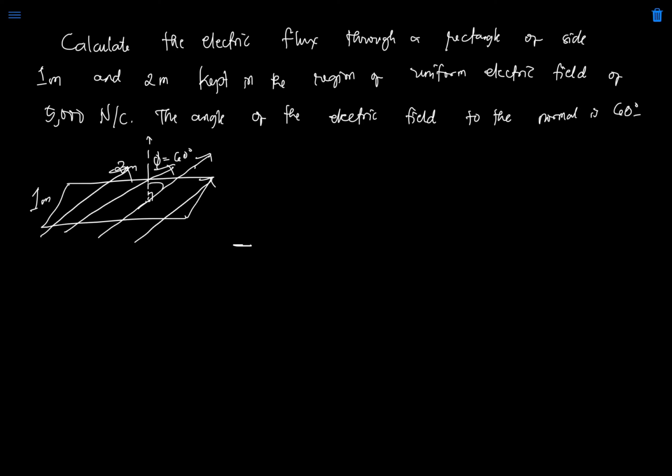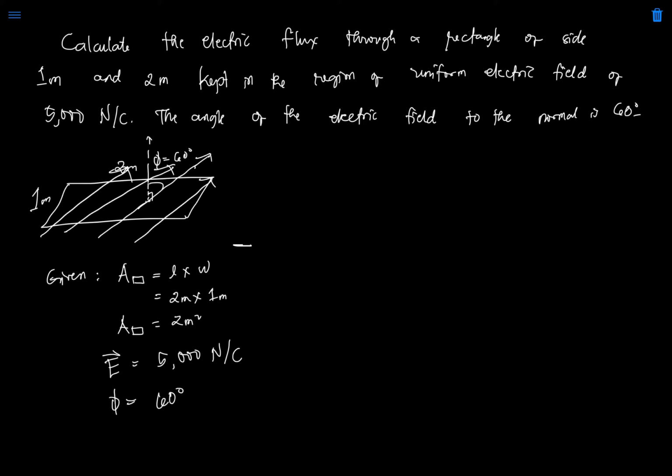So let's calculate the electric flux, but first let's identify the given. So we have the dimension of a rectangle, and the area for a rectangle is length times width. Thus we have 2 meters times 1 meter is equal to 2 meters squared, and this is now the area of our rectangle. And for our electric field, it's already given, which is 5,000 newtons per coulomb, and the angle phi is 60 degrees.